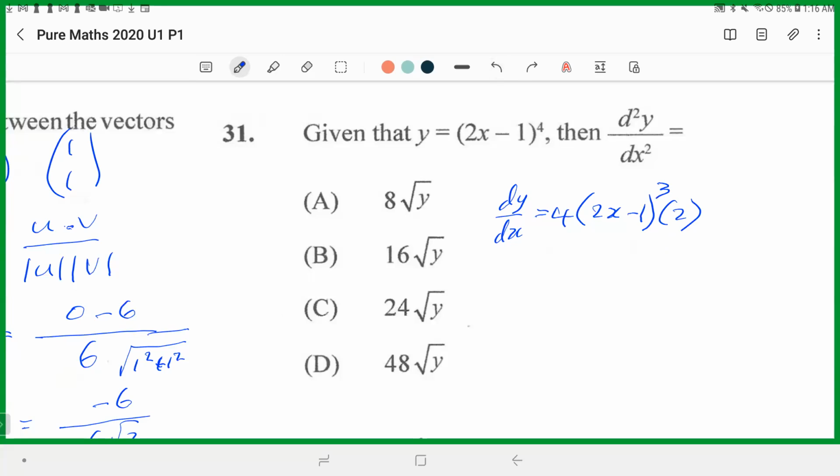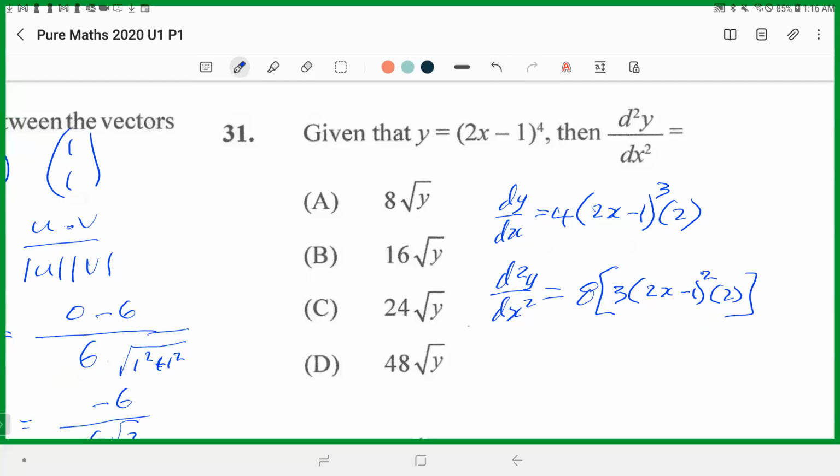So d2y by dx squared becomes, put the 8 first. I'm differentiating this now, so I'm going to get 3 into 2x minus 1 squared. And then differentiate what's inside the bracket, with a 2.